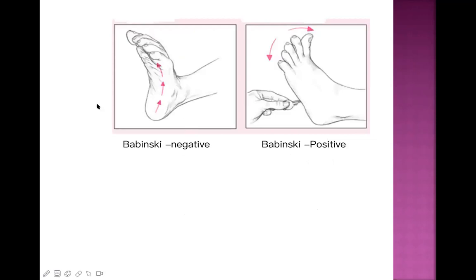So see here, this is Babinski negative, which is present in the normal person, and Babinski positive is present in pyramidal tract lesion or corticospinal tract lesion or upper motor neuron lesion. Look what is happening to the great toe, going upward, and all the other toes are fanning outwards.